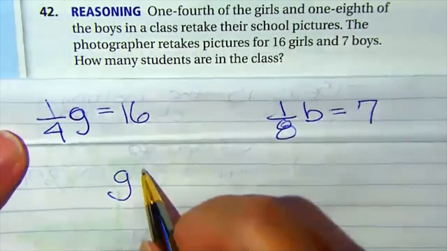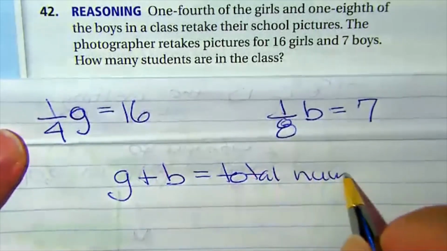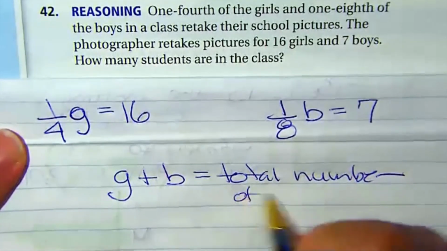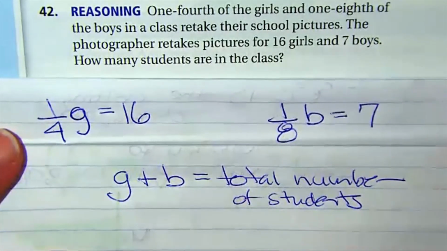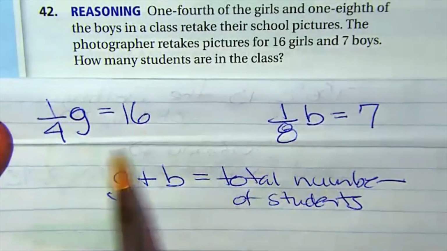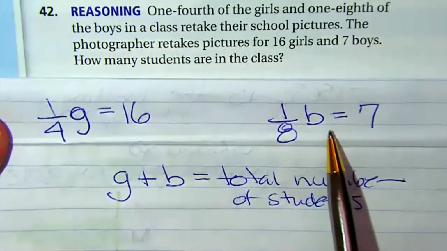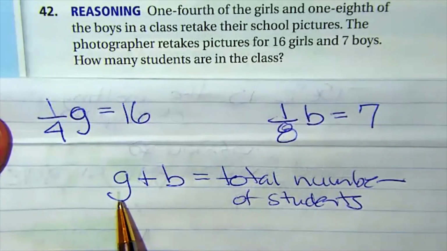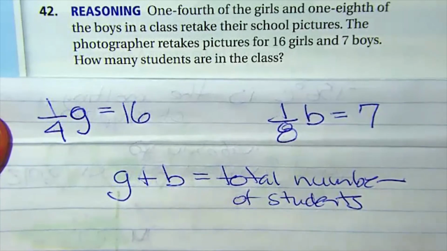Then girls plus boys equals total number of students. So this is kind of a 3-step problem. We need to figure out the total number of girls, figure out the total number of boys, then we need to add the total girls plus the total boys to get the total number of students. Okay, I am not going to solve this one for you. I just wanted to help you set it up.